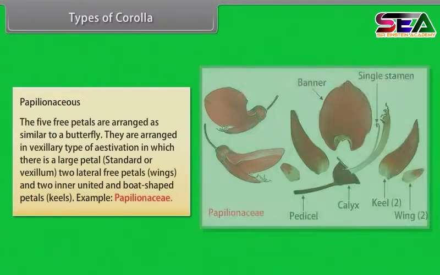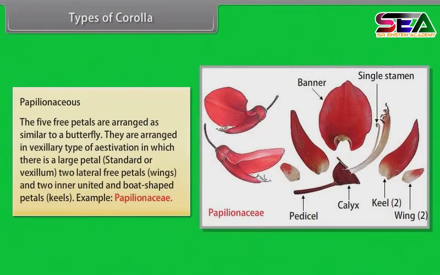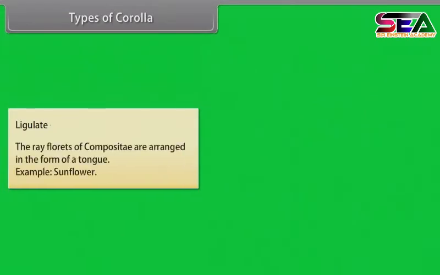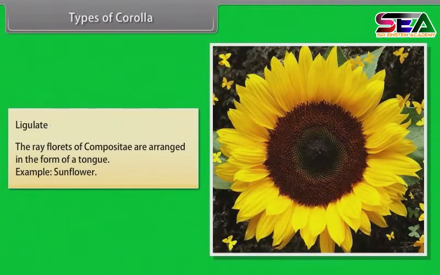Papilionaceous. The 5 free petals are arranged similar to a butterfly. They are arranged in vexillary type of aestivation, in which there is a large petal, standard or vexillum, 2 lateral free petals, wings, and 2 inner united and boat-shaped petals, keels. Example, Papilionaceae. Ligulate. The ray florets of composite are arranged in the form of a tongue. Example, sunflower.